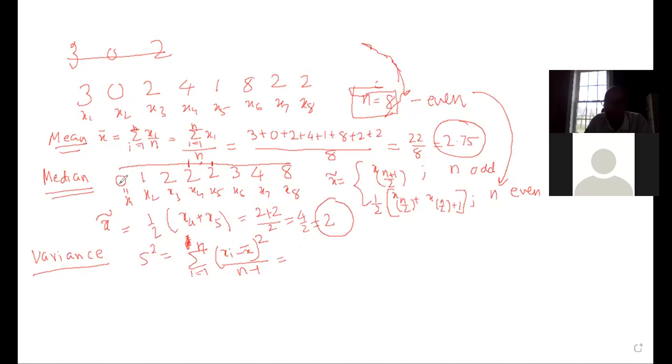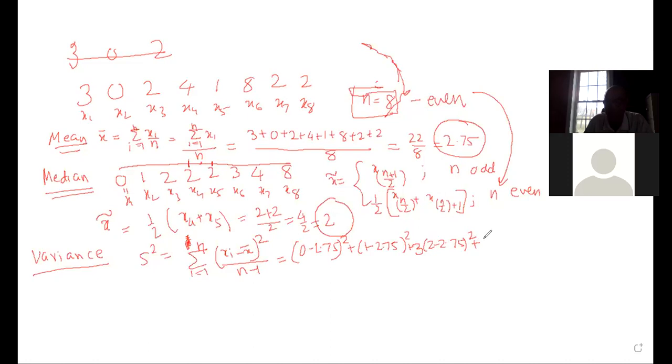Xi, that is nothing but my numbers. So 0 and mean, that is 2.75. So I can write 0 minus 2.75 and its square, plus my second number is 1, so 1 minus 2.75 and square. My third number is 2, so 2 minus 2.75 and square. We have 2, 3 times, so I would like to write 3 over here. Otherwise, you can calculate separately too.